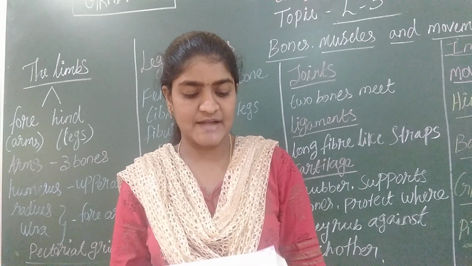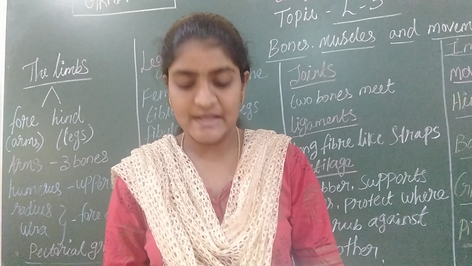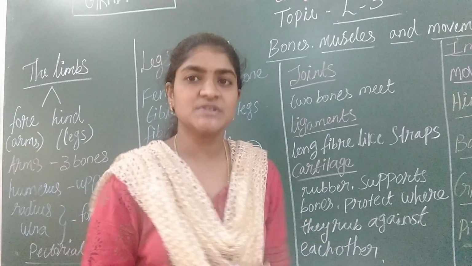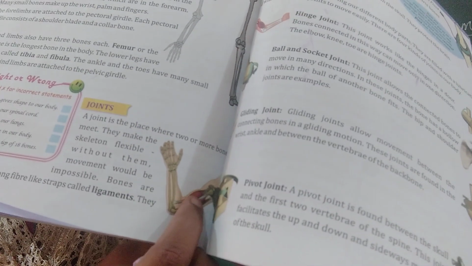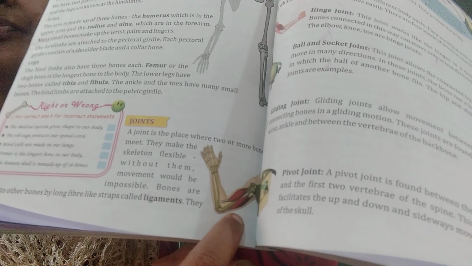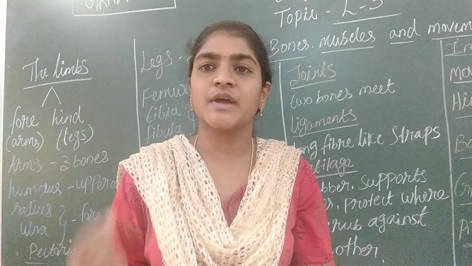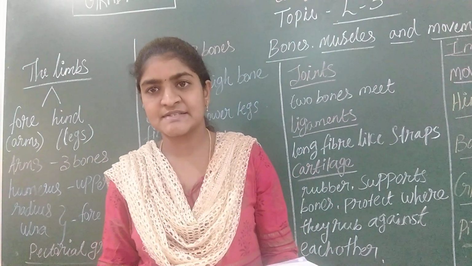Some bones are flatter, and other bones have fiber-like straps. These are called ligaments. On the bone, see here, you can see a fiber-like ligament thread. Fiber-like thread we can see, right? That is called a ligament. Whenever a joint is present, only then can we see movement in our skeletal system.